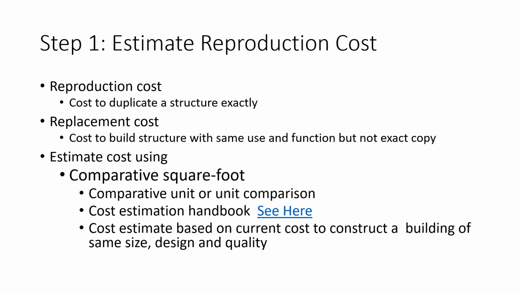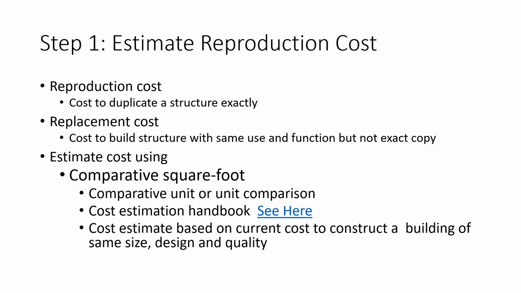We've got two ways we can reproduce. We can reproduce the structure exactly, using the same materials and the same methods as it was originally built with. It's going to be costly and sometimes hard to do. Or we can use a replacement cost to build a structure with the same use and function, not an exact copy, but with the same square footage, same number of rooms and so forth. There are different ways of doing this.